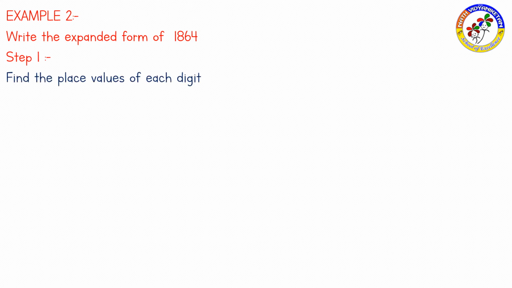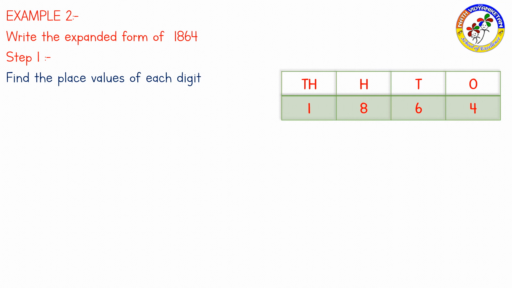Now another example. Write the expanded form of 1864. 1864 ki expanded form. Step 1. First ఏం చేయాలి? Place values రాయాలి. Find the place values of each digit. So place values. 4 is in ones place, 6 is in tens place, 8 is in hundreds place, 1 is in thousands place.